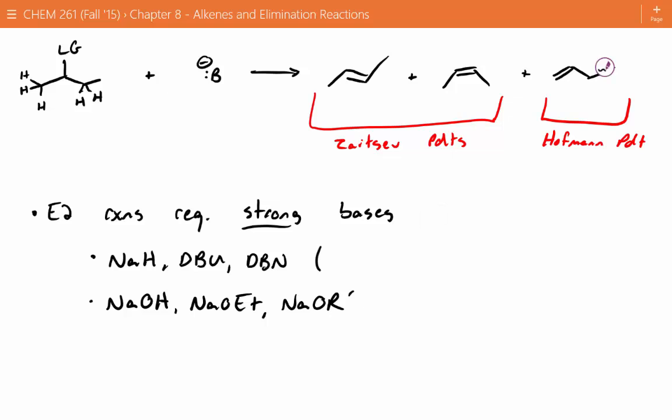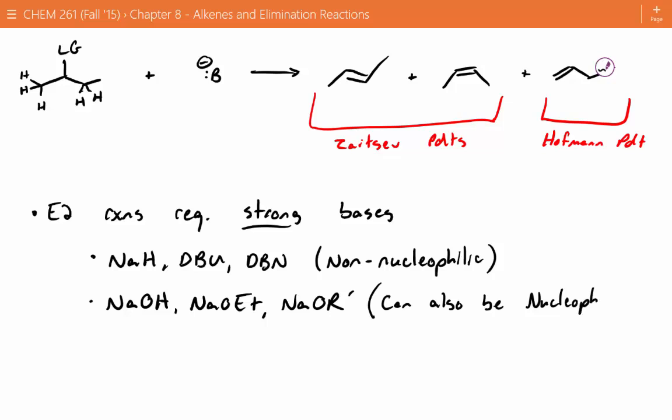So in this case, they fall into two classes. The first class are non-nucleophilic. And then the bottom class can be nucleophiles. And so we do run into a problem where if we are trying to do an E2 reaction and we choose a base that is also a nucleophile, we have to be aware that there might be a substitution product.